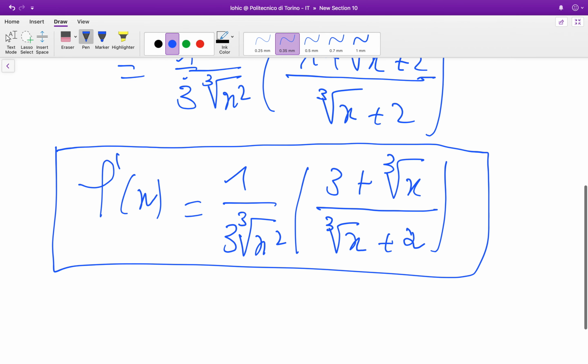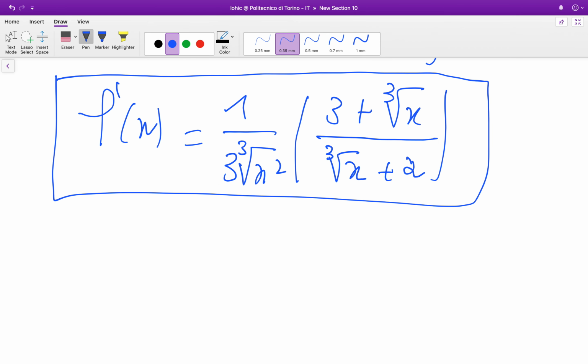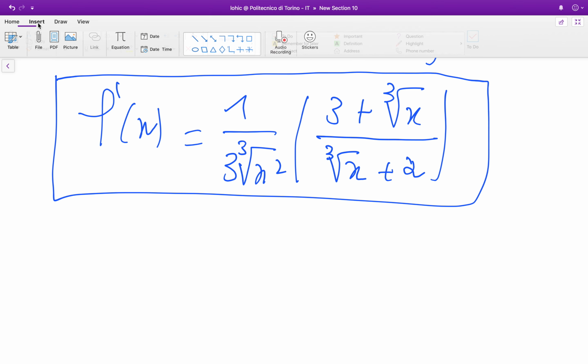By the way, you are not required to do all these steps when somebody asks you to find the derivative. But when you are asked to study the monotonicity of the function, you are obliged to do all these steps, to write the derivative in such a way that you can study its sign. Otherwise, you will not be able to study the sign of the derivative and thus do the monotonicity. These are the steps, by the way.